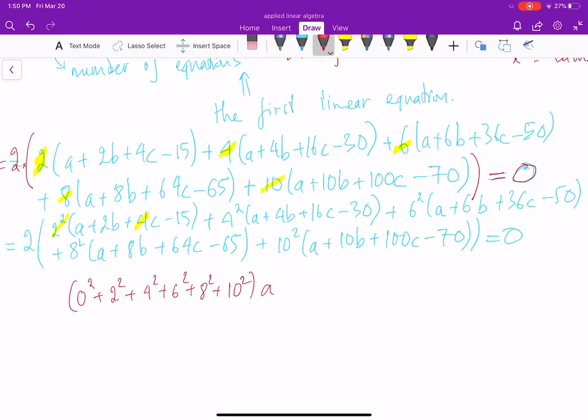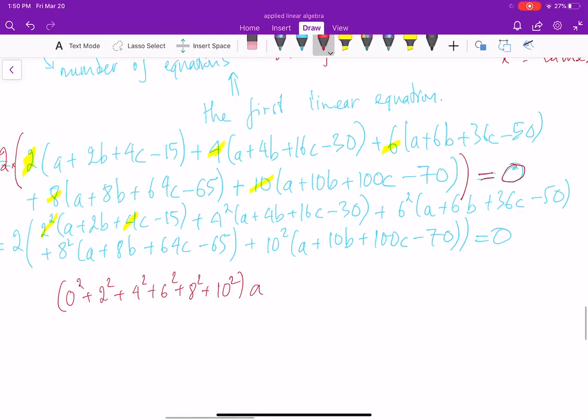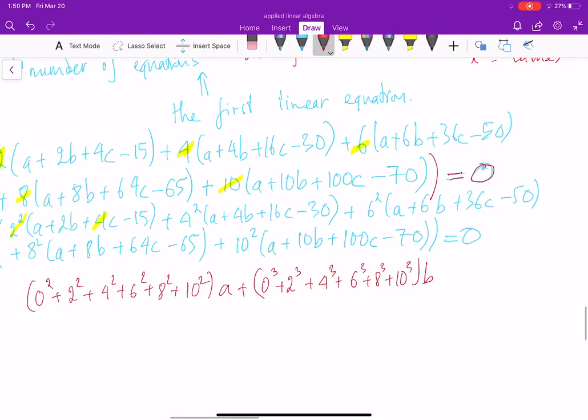You see? What is the coefficient of b? The coefficient of b should look like 0 cube plus 2 cube plus 4 cube plus 6 cube plus 8 cube plus 10 cube. That is the coefficient of b. You can see that? Why? I write 0 cube because I want to keep the first data point. But for the second one, why do we have 4 square? For 4, we have 4 cube.